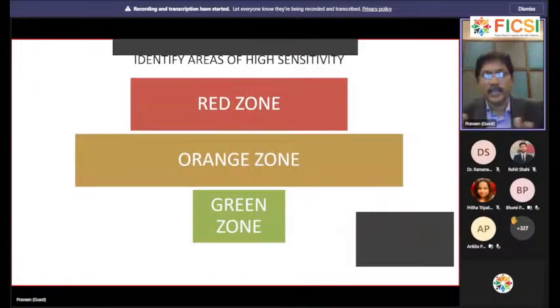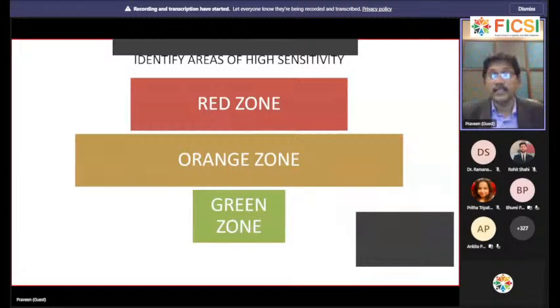I would like to advocate, as a person who has spent more than 24 years in the food industry, that given the sensitivity of our premises in different areas, we have to know how to zone them: the red zone, the orange zone, and the green zone. For example, in the hotel industry, the red zone is your material receiving area, material storage area, the kitchens, and the guest areas.